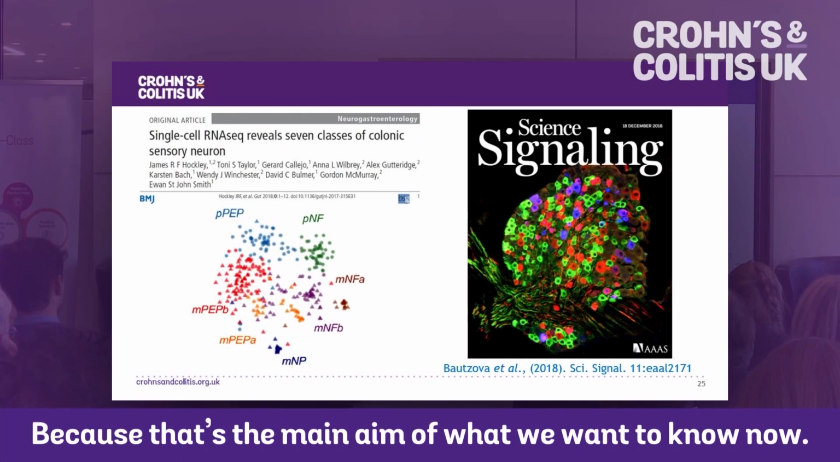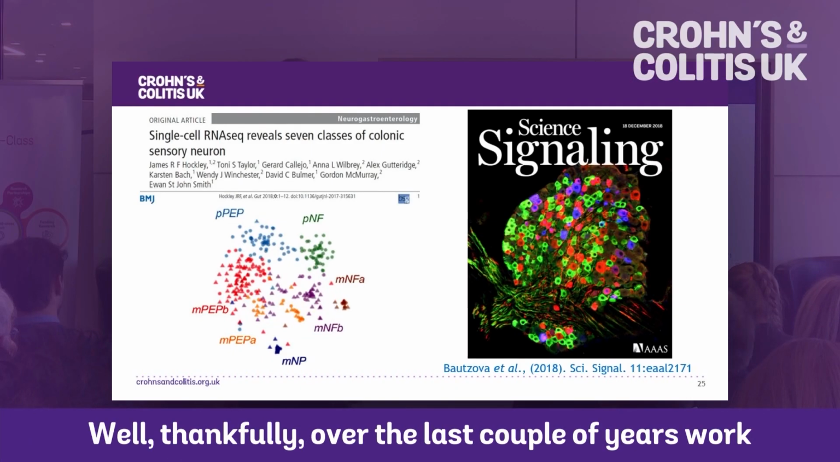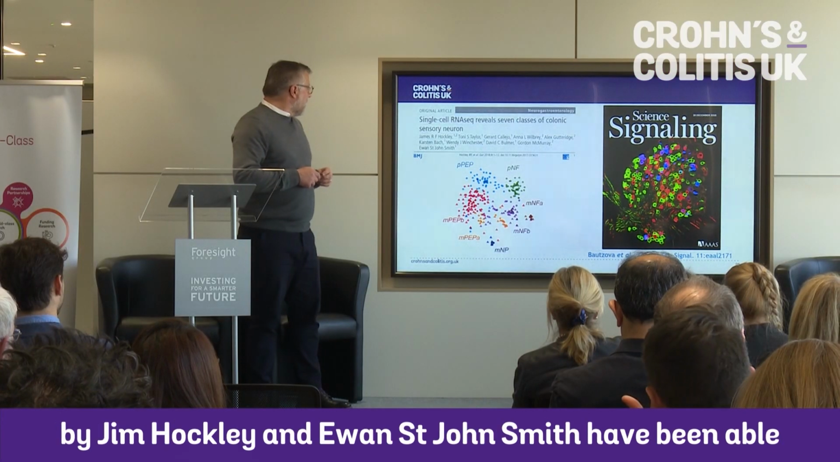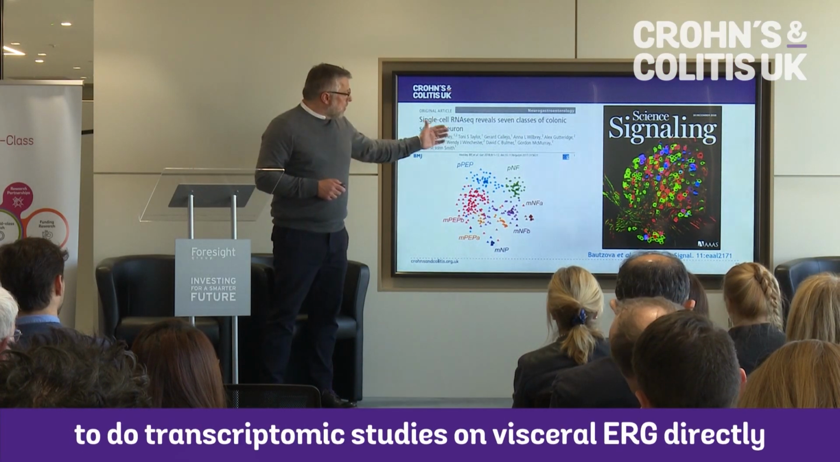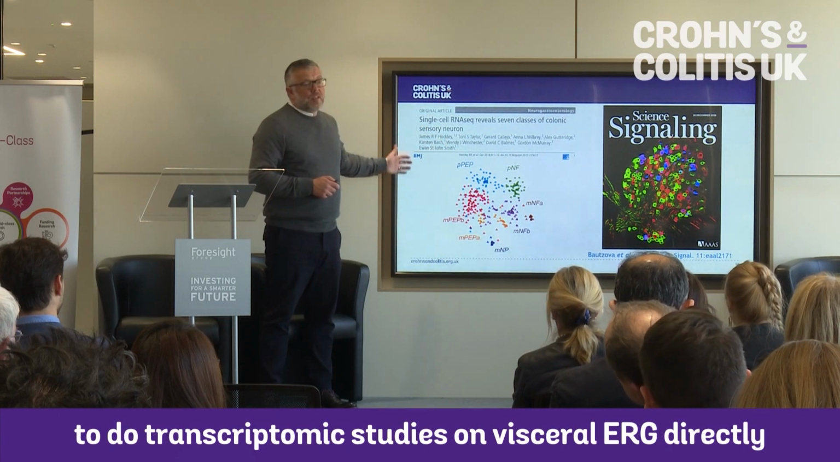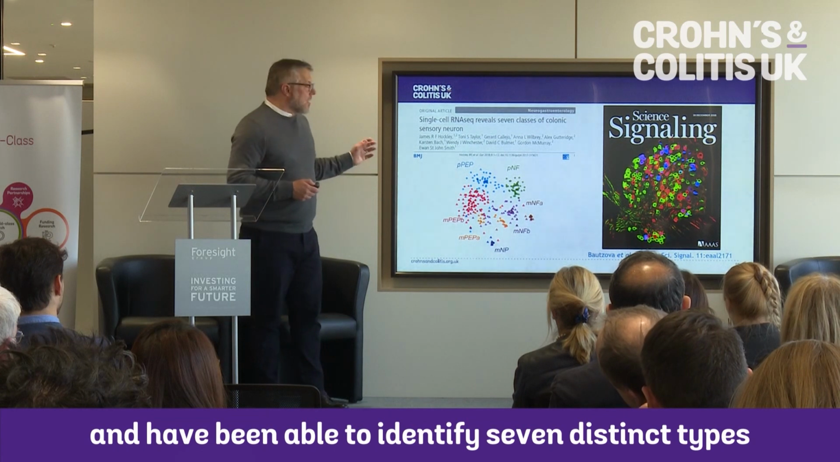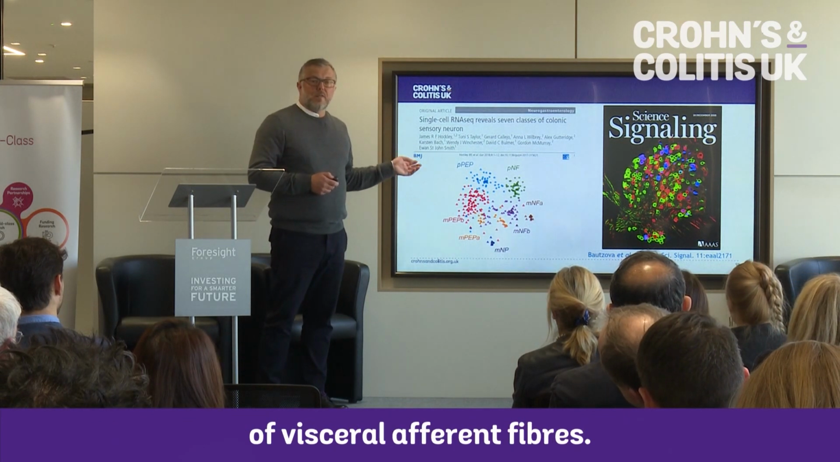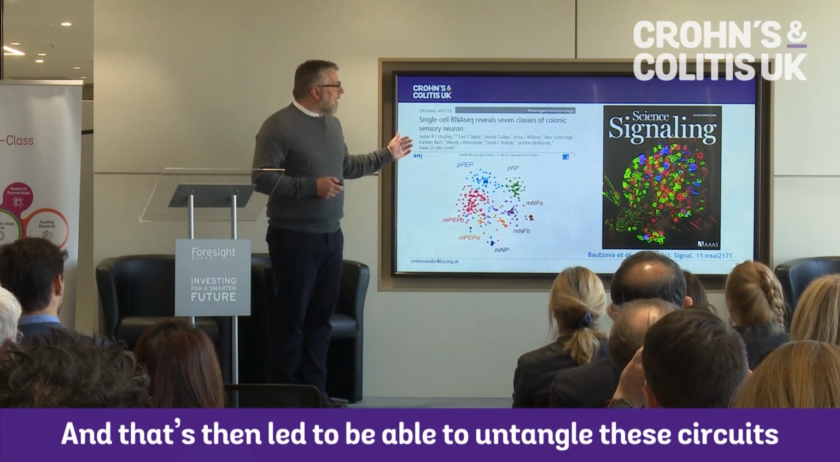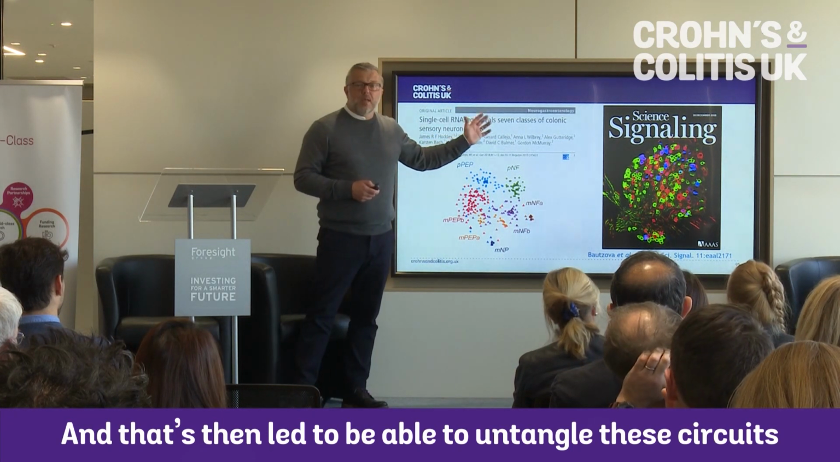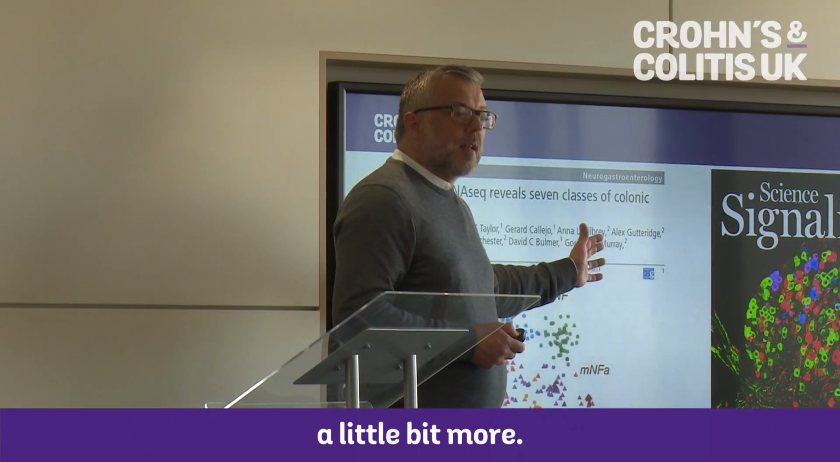Because that's the main aim for what we want to know now. Well, thankfully, over the last couple of years, work by Jim Hockley and Ewan Smith has been able to do transcriptomic studies on visceral DRG directly, and has been able to identify 7 distinct types of visceral afferent fibers. And that's then led to being able to untangle these circuits a little bit more.